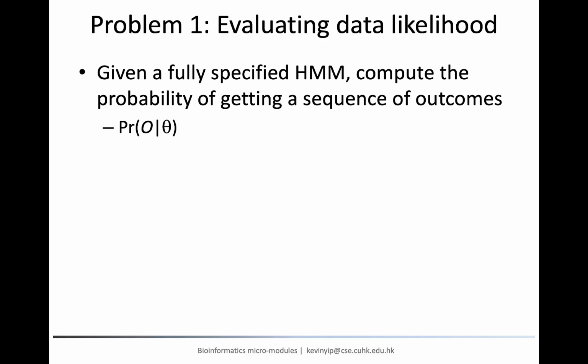Let us first recap the definition of the problem. Given a fully specified hidden Markov model, which means we are given the values of all the initial, transition, and emission probabilities, we want to compute the probability of an observation sequence. Mathematically, we can state the problem as computing probability of O given theta, where O is the observation sequence and theta is the model parameters.